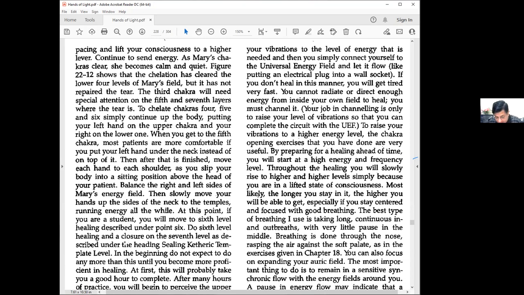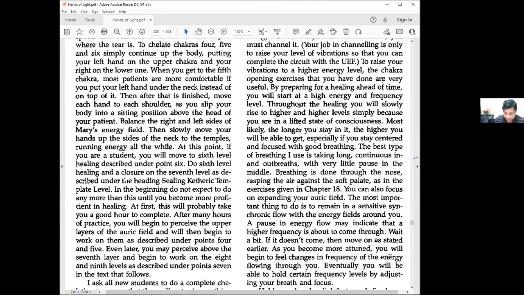If you end up using your own energy, it can become a huge problem because you will start getting depleted. Your job in channeling is only to raise your level of vibrations so that you can complete the circuit with the UEF. To raise your vibrations to a higher energy level, the chakra opening exercises that you have done are very useful. By preparing for a healing ahead of time, you will start at a high energy and frequency level. Throughout the healing, you will slowly rise to higher and higher levels simply because you are in a lifted state of consciousness. Most likely, the longer you stay in it, the higher you will be able to get, especially if you stay centered and focused with good breathing.